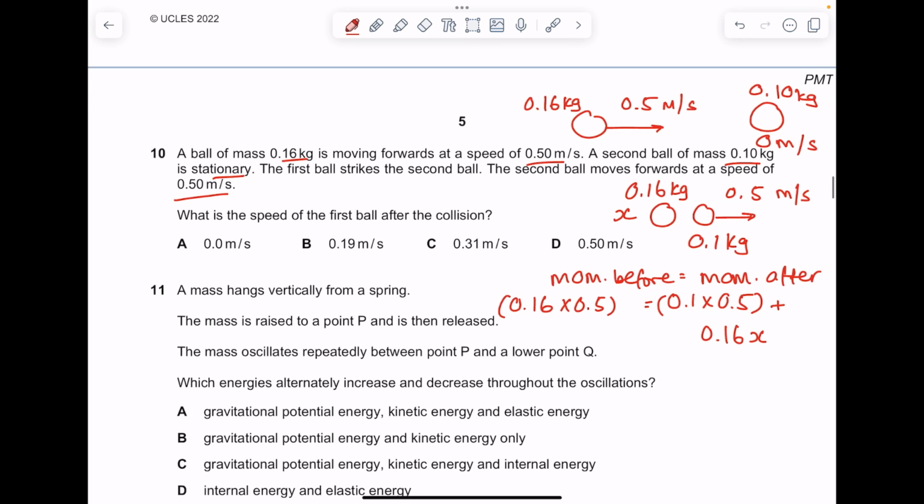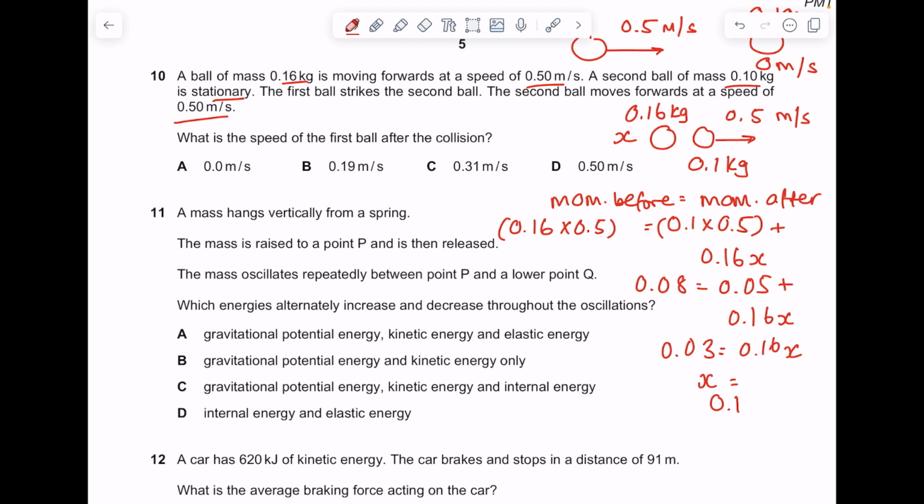So now to work out the left-hand side, 0.16 multiplied by 0.5 is 0.08, which equals 0.05 plus 0.16x. Subtract 0.05 from both sides, and then divide both sides by 0.16 to find x, to get 0.1875, which is the same as, to two significant figures, 0.19. That was a lot of working.